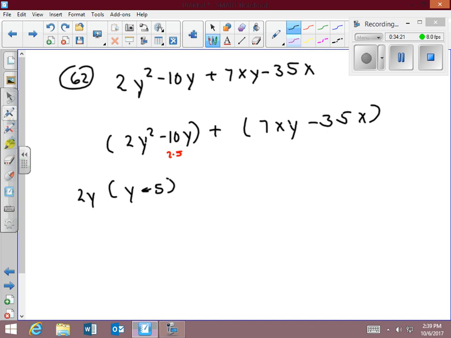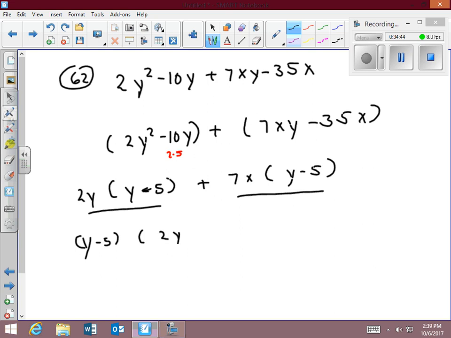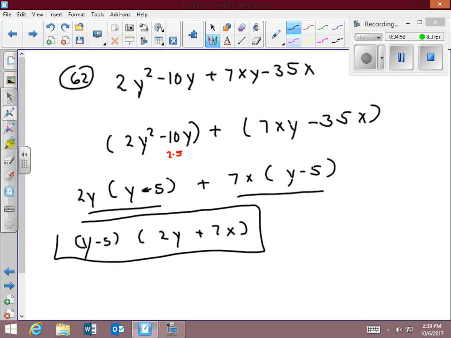Now then, plus 7, I mean, 7x. Yes. And then I have a what? y minus 5. Now what am I going to do? Treat those 2 as terms, and I'm going to take a y minus 5 out. And then I'm going to have a what? 2y plus 7x, right? And that'll be my answer.